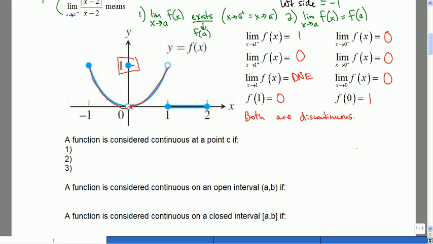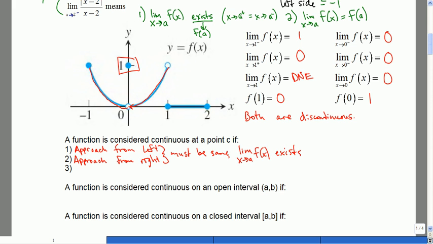So we consider a function continuous. This is the 3 things that I do. I take the left-hand limit, and I take the right-hand limit, they must be the same. That way I know that the limit as x goes to a of f of x exists. If I can't get that, I'm already finished. I know it's not continuous.